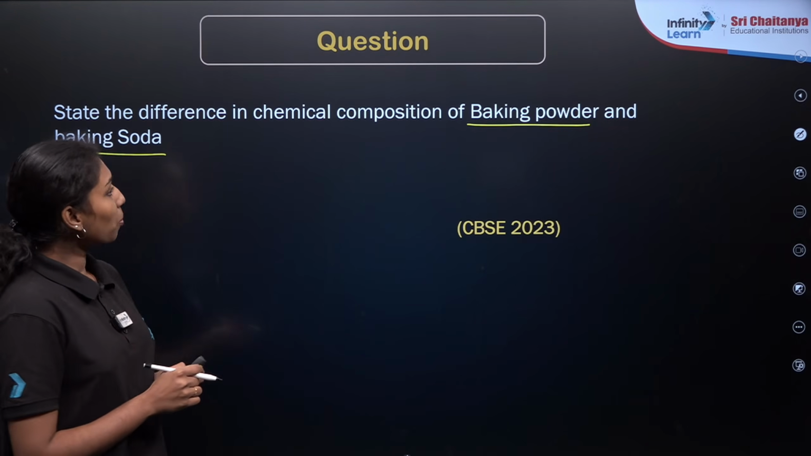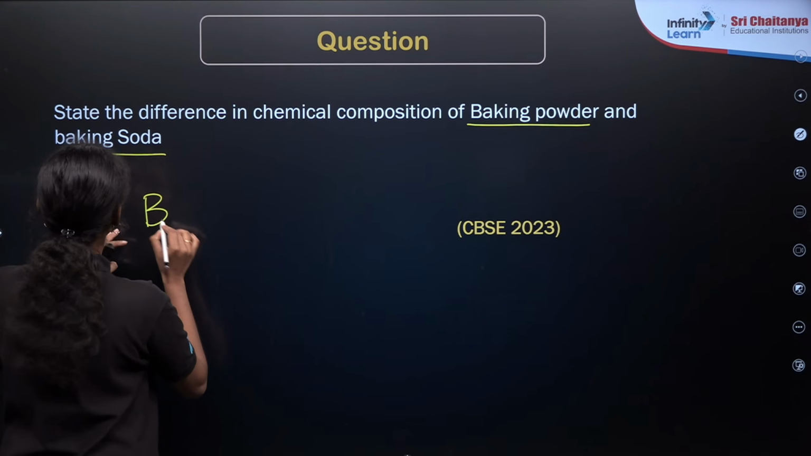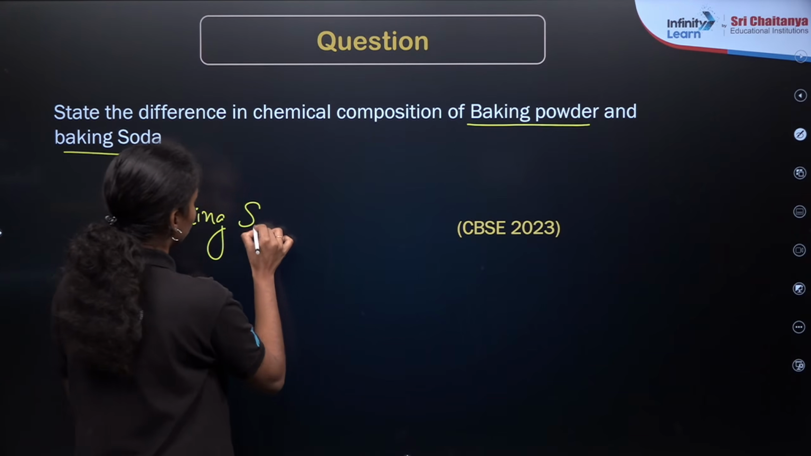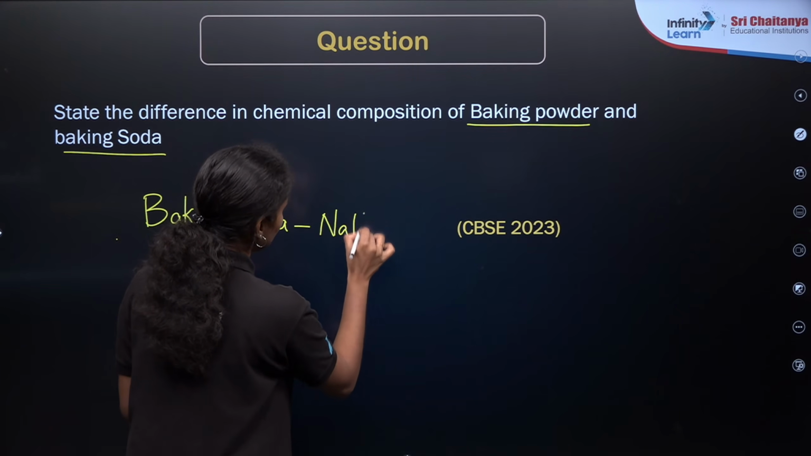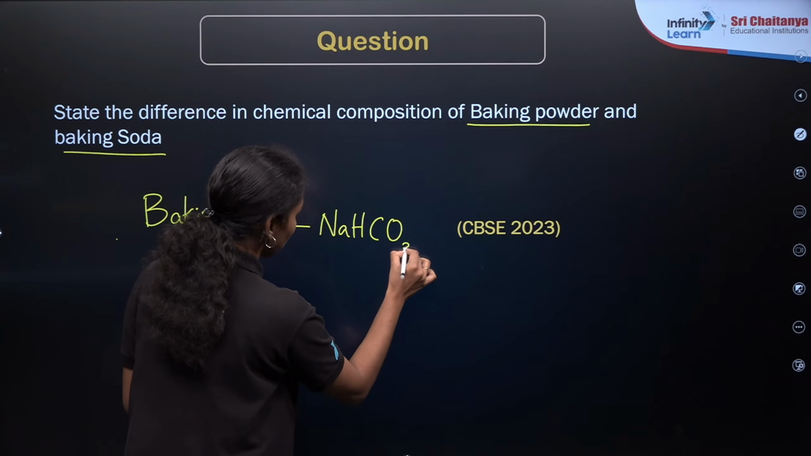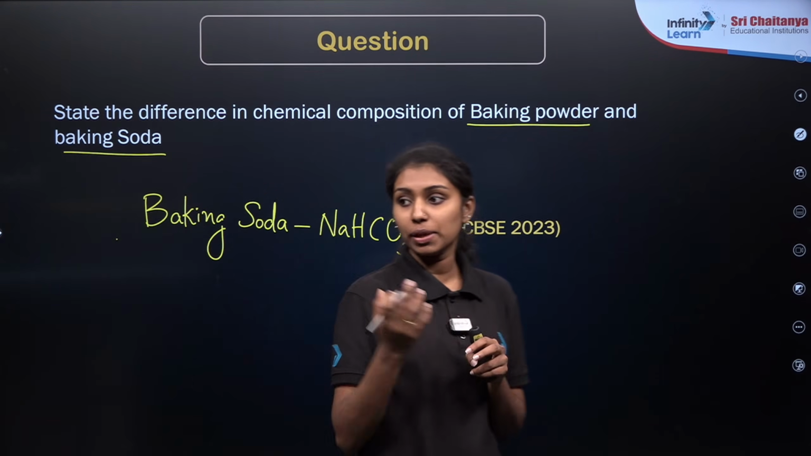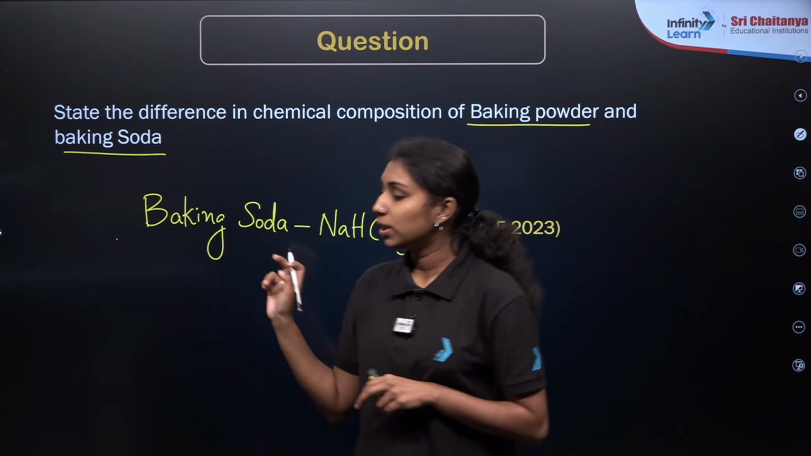So we know the difference between baking soda and washing soda, right? So baking soda means it is a sodium bicarbonate, that is NaHCO3, right? Then if you are asking about the case of baking powder, we are just adding a small amount of tartaric acid to the baking soda. You will be getting the corresponding baking powder, right?